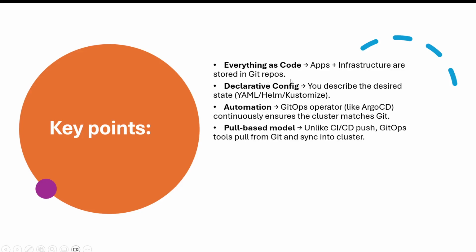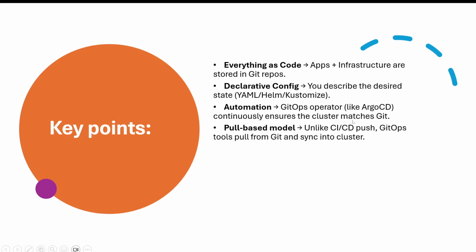If you have to make any modifications, you have to make them in the Git repos, and it is a declarative config. So you can describe the desired state. What exactly you need in the end environment, you can define in a declarative manner using YAML or Helm charts, Kustomize, whatever you want. You can use any tool and define the configurations. And automation: the GitOps operator Argo CD continuously ensures that the cluster matches Git.